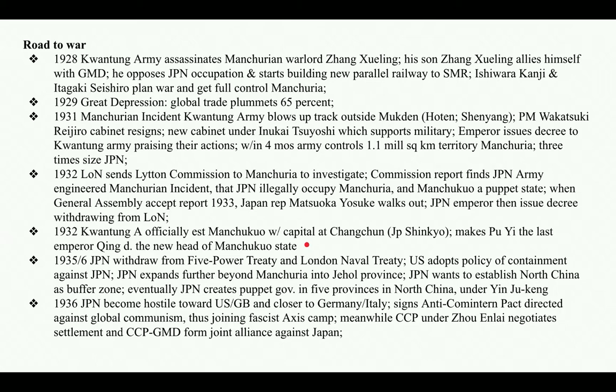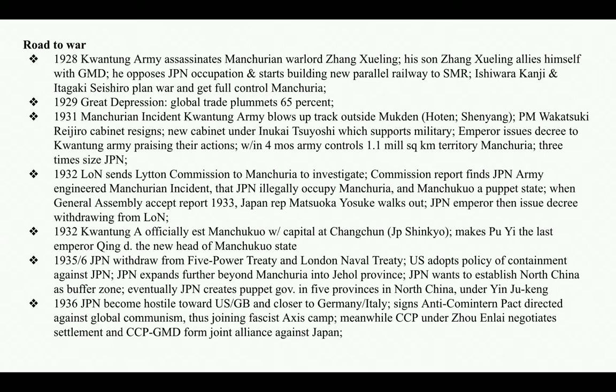And then after this, Japan gradually starts to give much more power to its military, to build up militarily, and at the same time kind of withdraw or go back on a lot of these treaties that it had signed with Western powers in order to limit military capacities. So in 1935, 1936, Japan withdrew from the Five Power Treaty and the London Naval Treaty.